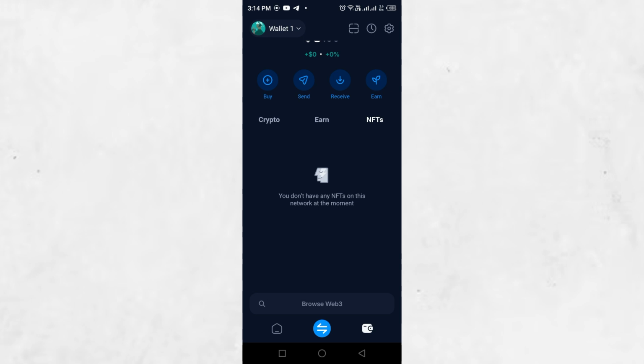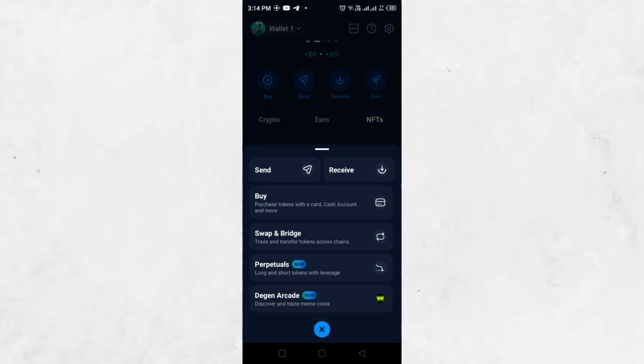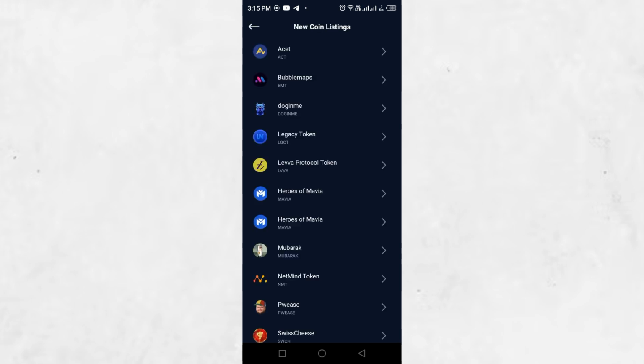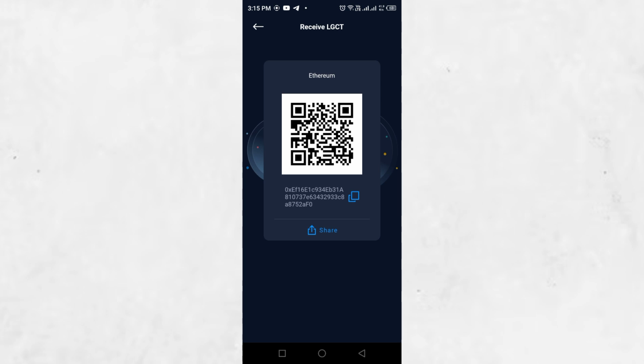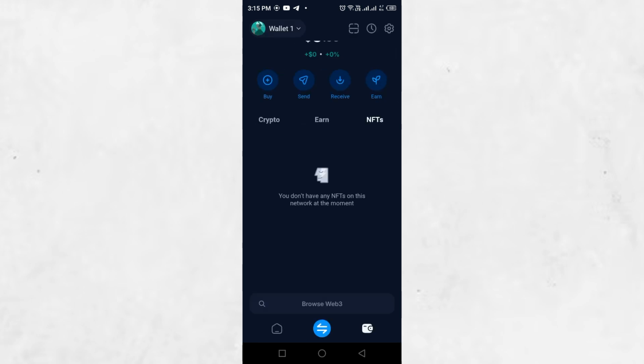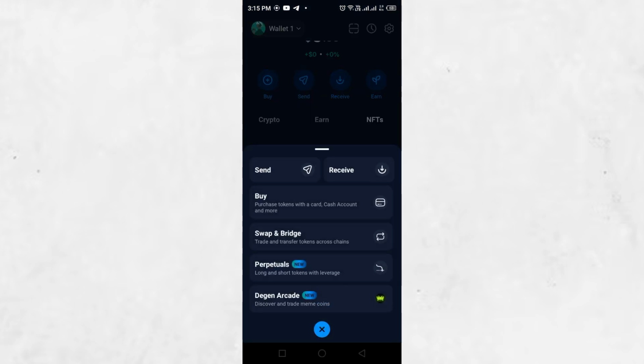Tapping the 2-arrow icon on the Home tab unlocks additional features that enhance your app experience, providing quick access to essential transaction functions. The Send function, similar to the Wallet section, enables you to transfer cryptocurrencies swiftly and securely to external wallets or other users within the ecosystem. With a streamlined process, users can complete transactions efficiently while ensuring the safety of their digital assets.